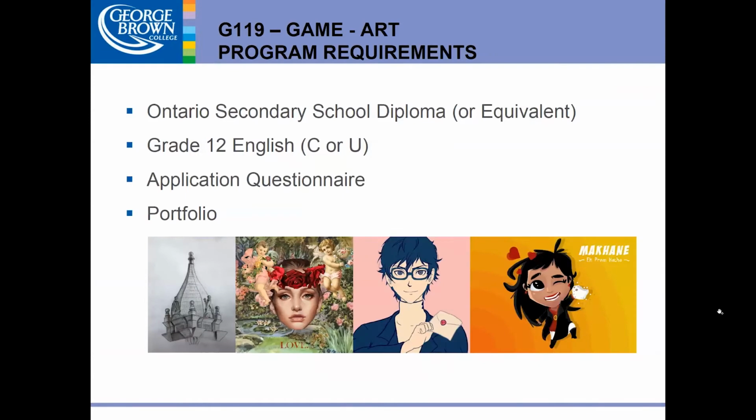Just to show you some of the requirements for the program. You can find all this information on our program page, and I have pasted the links that I'm sharing in the chat as well. So feel free to navigate to those pages. For the Game Art program, the OSSD or equivalent, so Ontario Secondary School Diploma or equivalent, and grade 12 English, university or college, are required. On top of that, you're going to be asked to submit an application questionnaire and an art portfolio.